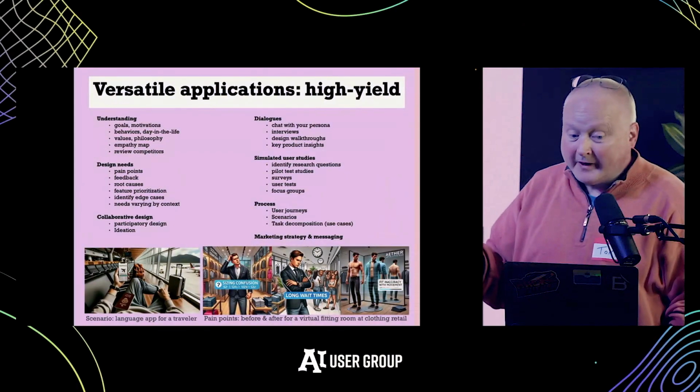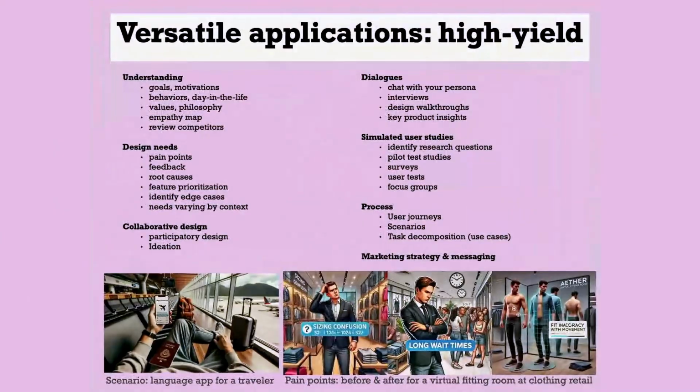My last superpower is versatile applications, all the things you can do with a persona. I won't read through them all, but you can, in various ways, understand them, find out the needs, and ask the personas to be involved in collaborative design. You can have dialogues with them. You can literally say to ChatGPT, okay, I would now like to talk to Dr. Amina Khalid. Can you please talk to me in her voice?